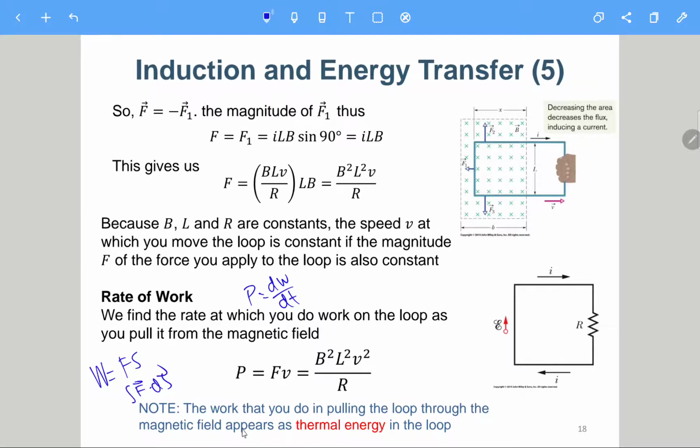So actually, this then appears as thermal energy, which means when you pull this out, there will be a force pulling backward. And then after you pull it out, there will be some heat generated through this loop.